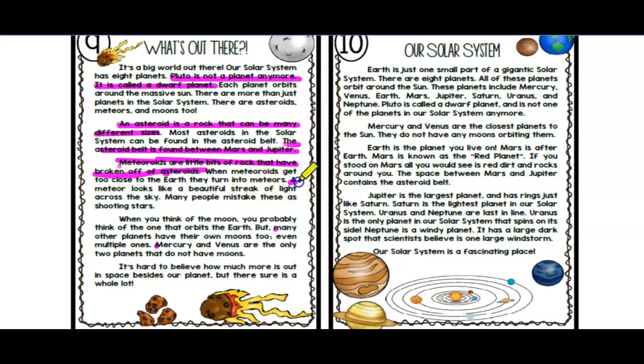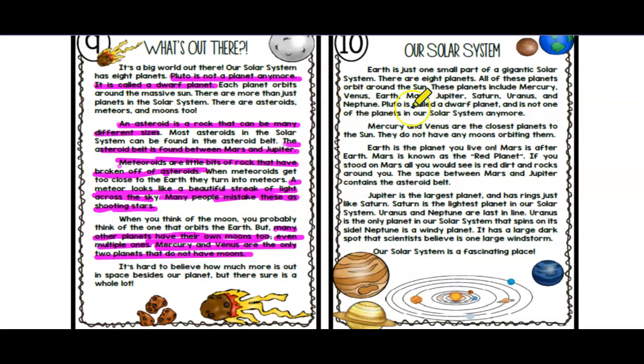We also learned that a meteor looks like a beautiful streak of light across the sky, and people think it's a shooting star when they see it. We also learned that many other planets have their own moons, not just Earth. Some even have many moons. But Mercury and Venus are the only two planets that do not have moons.